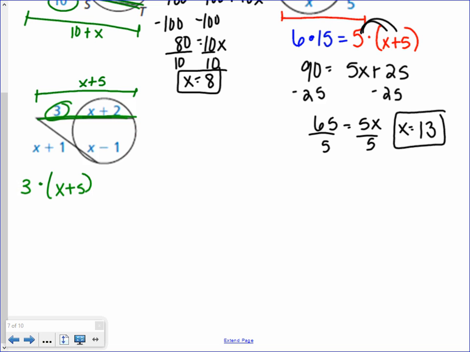Anytime you add 2 segments together, you're literally just adding those expressions together. And then on the bottom one, the outside piece is x plus 1. The entire length would be x plus 1 plus x minus 1. That's what you're doing there. So what's x plus x? 2x. And what's 1 minus 1? Nothing. So x plus 1 plus x minus 1 would just be 2x.